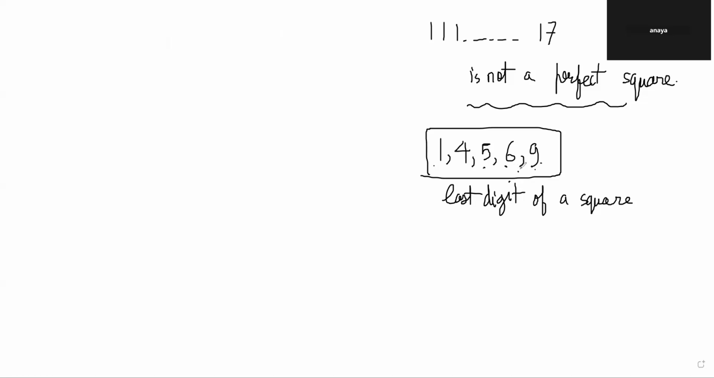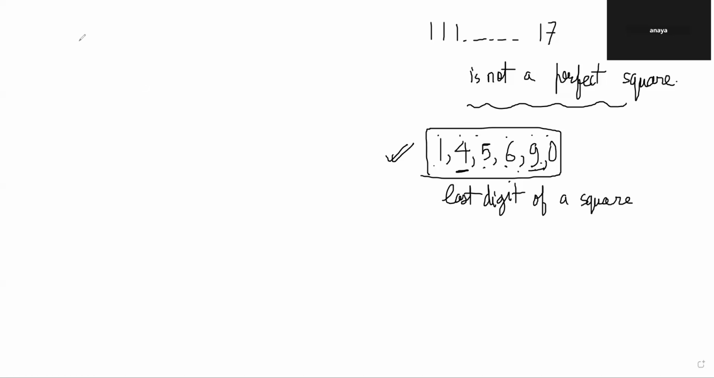Similarly, 7 it will be 9. 8, it will be 4. And that's it. 0, it will be 0, right? Do you remember that question? Yes. So we saw that the last digit of a perfect square has to be these numbers, right? Correct.